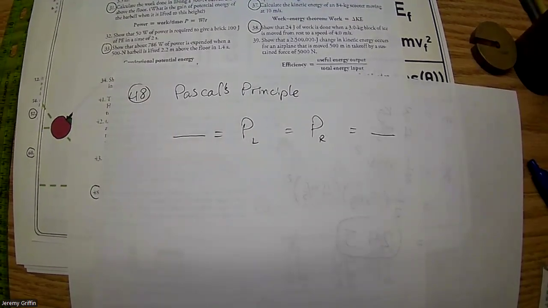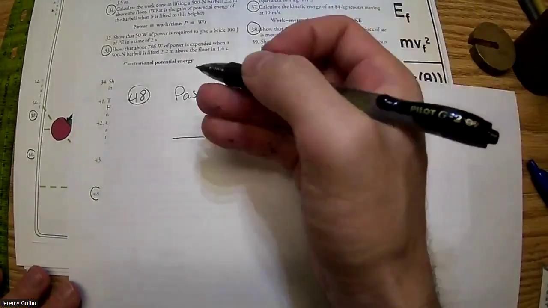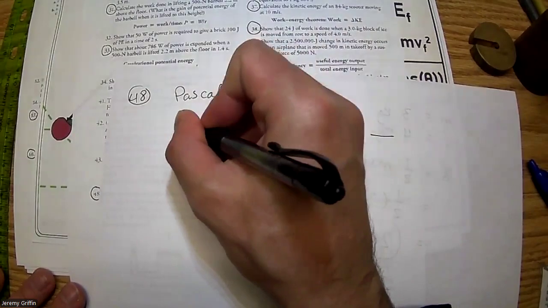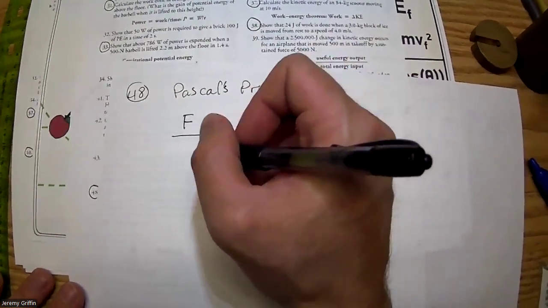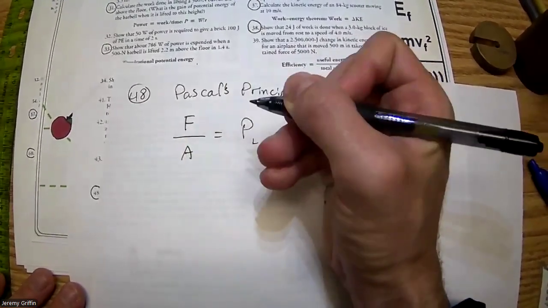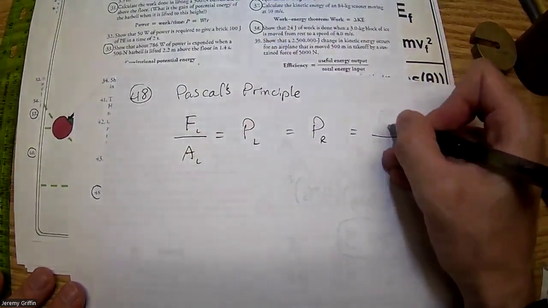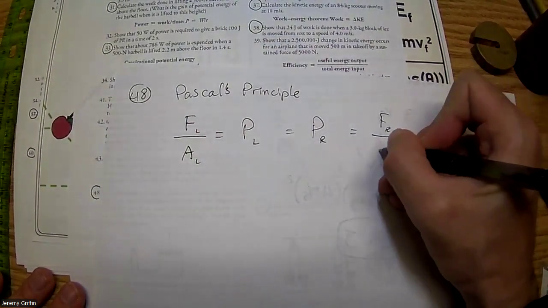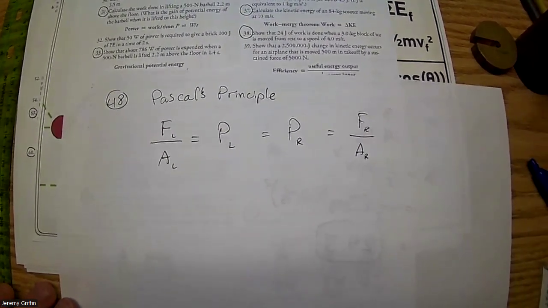Guys, pounds is a type of what? Force. Yeah, so weight or force. Okay, so some kind of force. And square inch is some kind of what? Area. Right? Force over area. All right, so left side, force over area. So it could be like that, right?